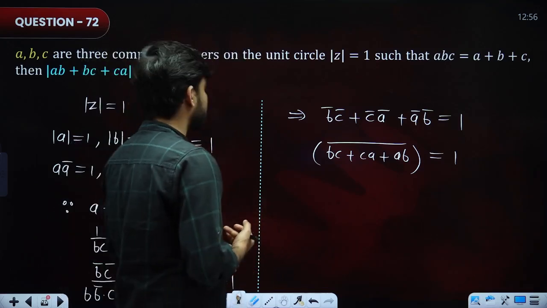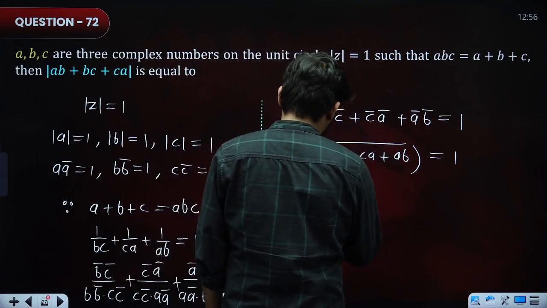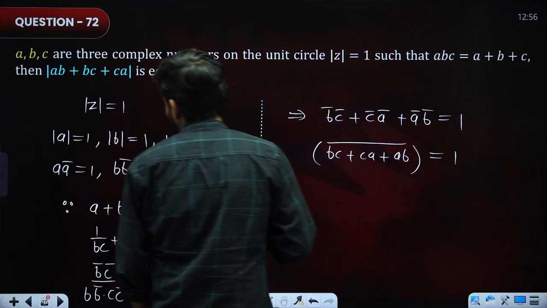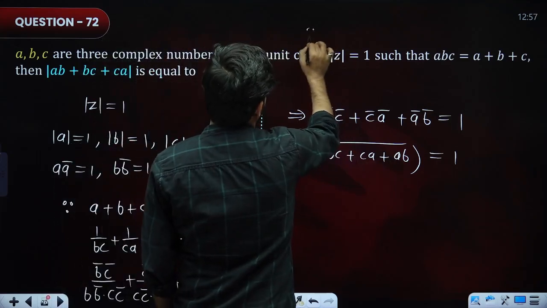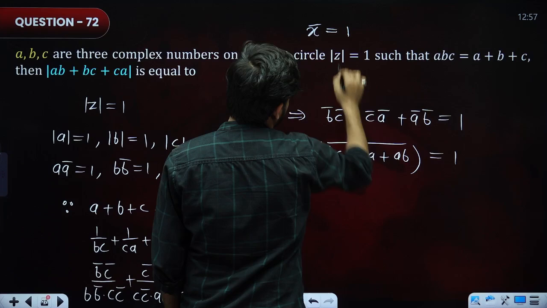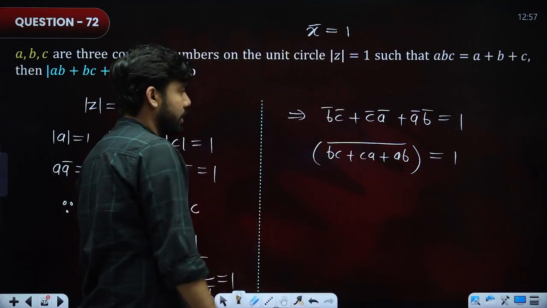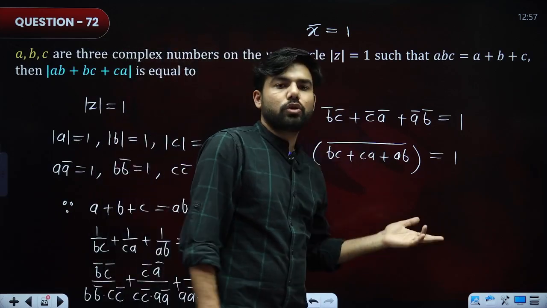So in that case, if I take it in mod, because as you know, this is the condition that here x bar equals 1. Okay, this is the basic condition over here, correct? And these are your three complex numbers. So overall it is a complex number.